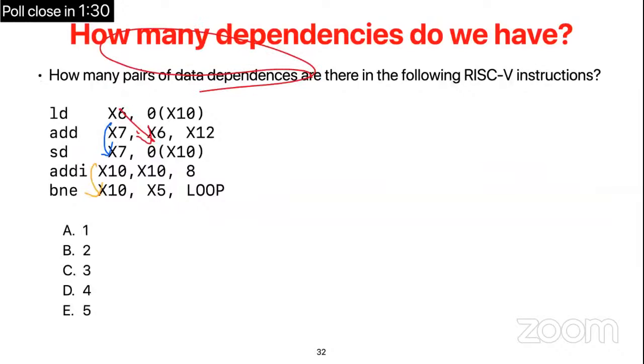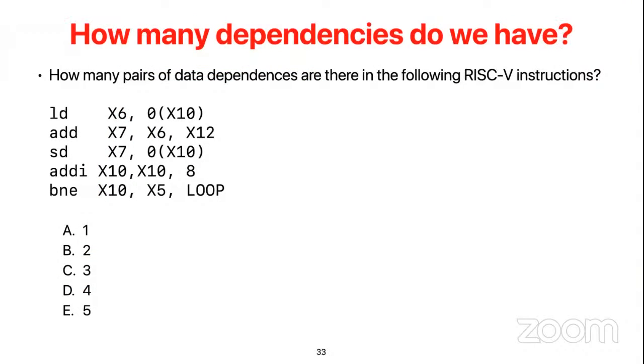I think it's gotta be C. Right, because only the three fulfill this requirement, right? Thanks, Joe. So for this question, the answer is actually C, because only these three pairs are so-called data dependencies, in a way that our definition of data dependency is that an earlier instruction's output is the input of a later instruction.